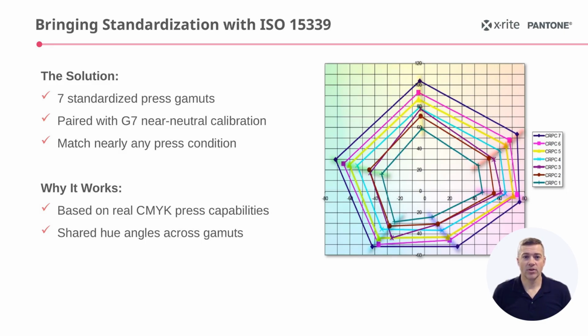These 7 gamuts aren't just theoretical, they're based on what real CMYK presses can actually do. Across all 7, the CMYK aim points share a consistent hue angle, which helps maintain predictable, repeatable color. ISO 15339 is divided into 2 parts. Part 1 explains how to implement the process. Part 2 defines the target values you'll need to follow.